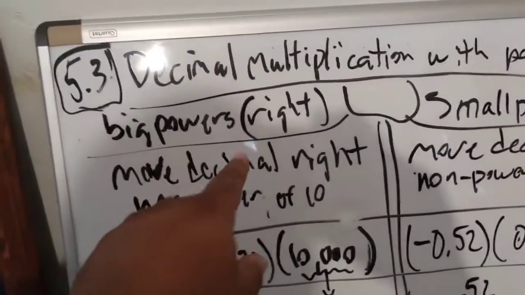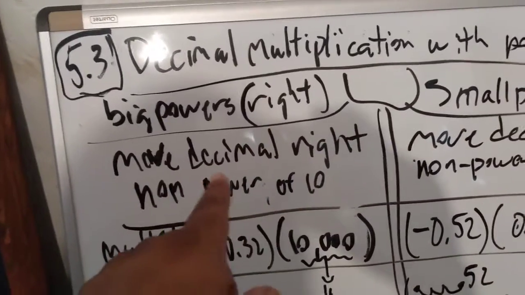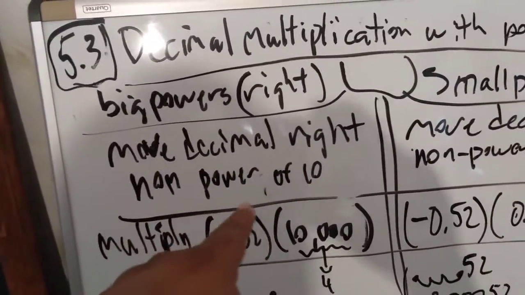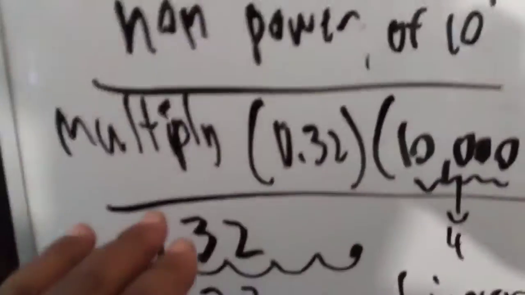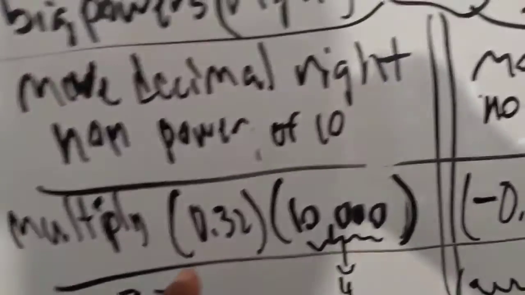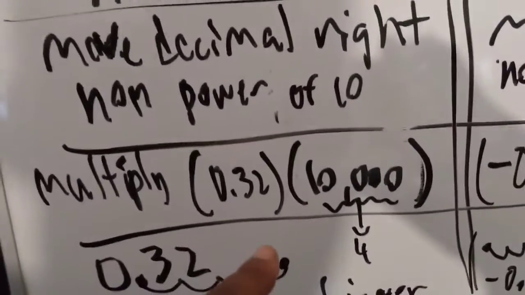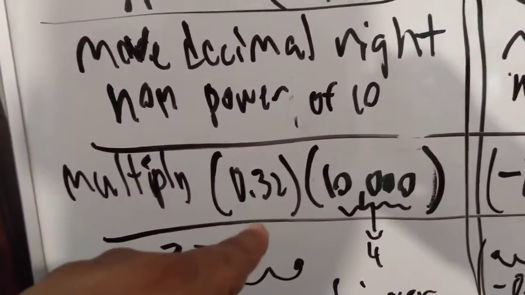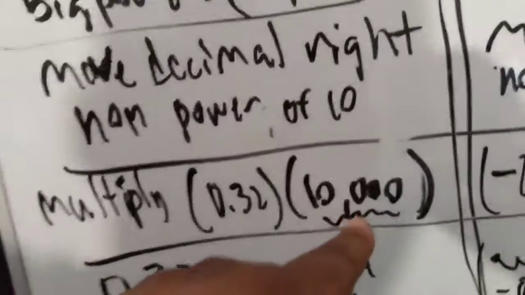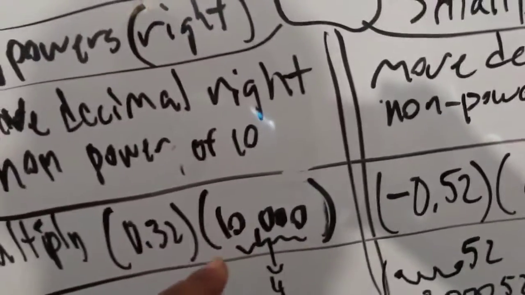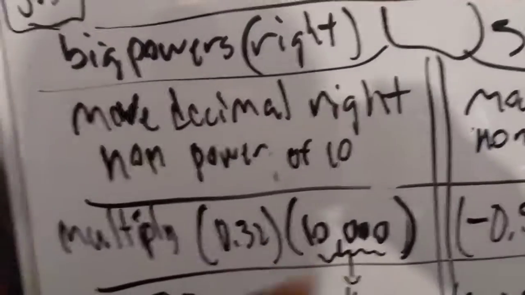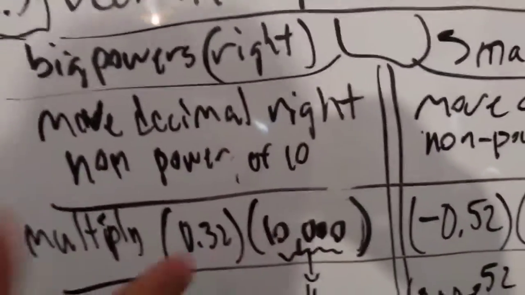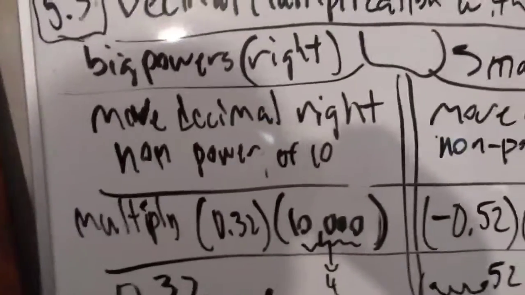So for big powers of 10, you're going to be moving to the right. You're going to move the decimal point on the non-power of 10 number, right? And so when the instructions are given, it says multiply these two numbers. Clearly, you know which one is not the power of 10. The power of 10 here is, of course, 10 grand, because it's 10 with 4 zeros. It's 1 with 4 zeros behind it. That's 10,000. That's a power of 10.